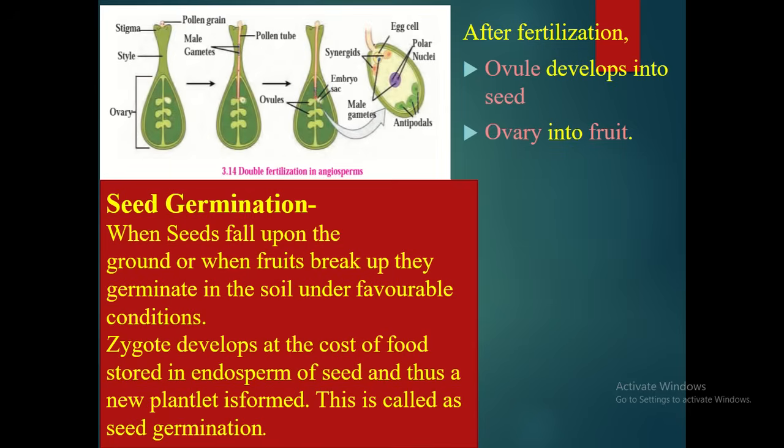After fertilization, the ovule develops into seed, whereas the ovary develops into fruit. Whenever this seed falls on the ground, it germinates under favorable conditions, and the zygote develops at the cost of food stored in the endosperm, and a new plant is formed.